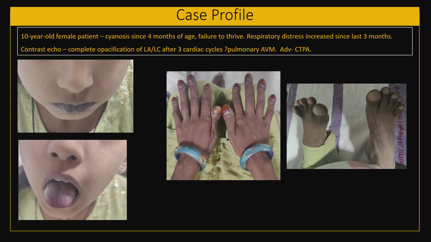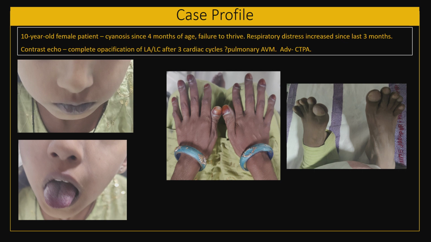So now coming up to the last case, this is a 10-year-old female who presented with cyanosis since 4 months of age. She also had failure to thrive, and the respiratory distress had increased since last 3 months. She had an echo and was referred to the Department of Radiology to rule out a pulmonary AVM, because on contrast echo, there was complete opacification of the left atrium and left ventricle, left cardiac chambers after 3 cardiac cycles, and CTPA was advised.